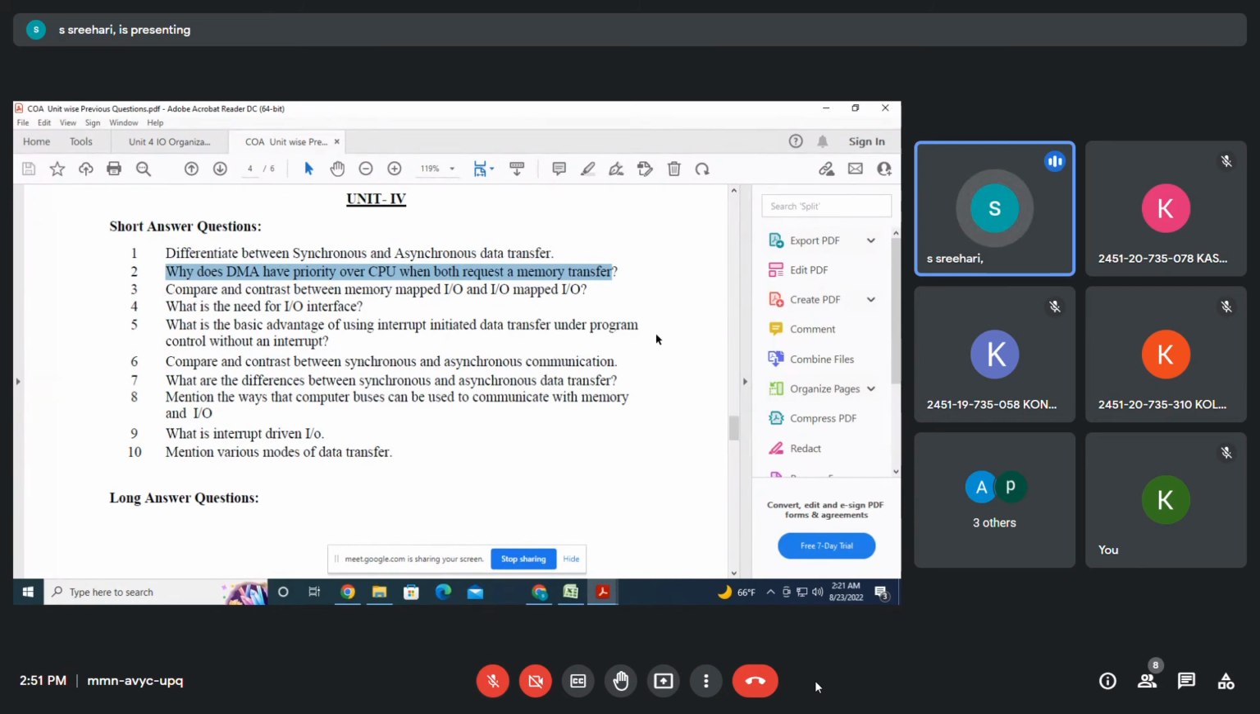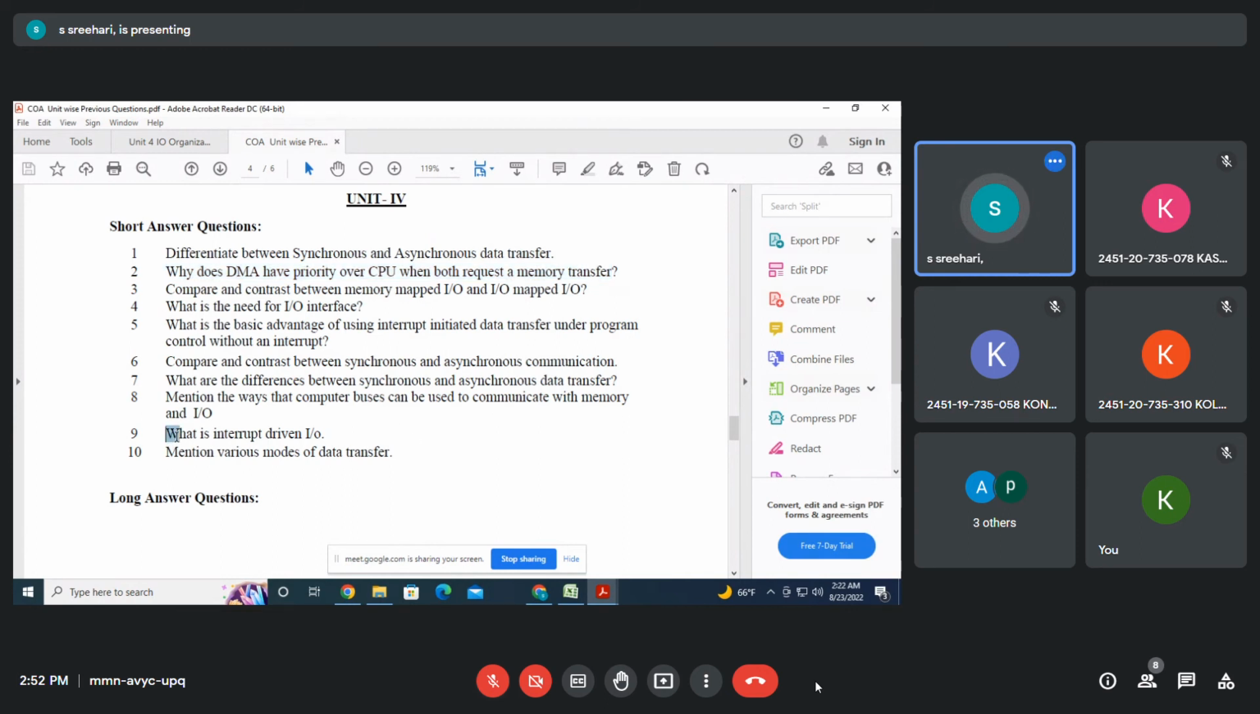Yes, the advantage of DMA is that it does not waste CPU time, right? Direct memory access just transfers the data from IO devices to memory. The CPU is a powerful device, and it would be wasted just exchanging data from IO to memory. That's why DMA was introduced, right? DMA takes over the transfer of data from IO to memory so that the CPU is free to work on other tasks. That is the advantage of DMA.